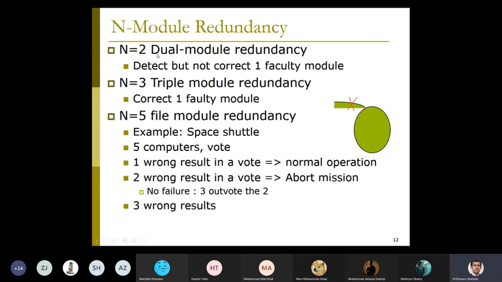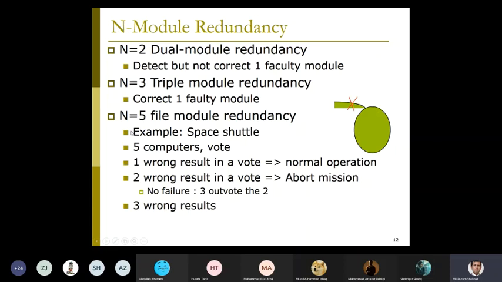If we want to have dual mode redundancy, we need to have n equal to 2. In this case, we can detect but cannot correct one faulty module. If one of these modules is faulty, we can detect it, but we cannot correct it. If we have three systems, we can correct one faulty module. Similar errors can exist in the same module, and we can correct it.